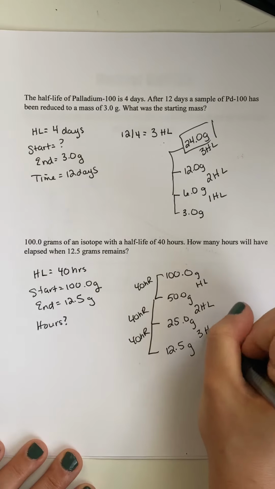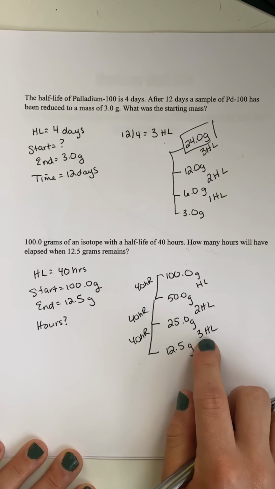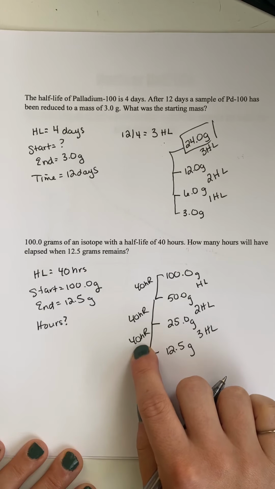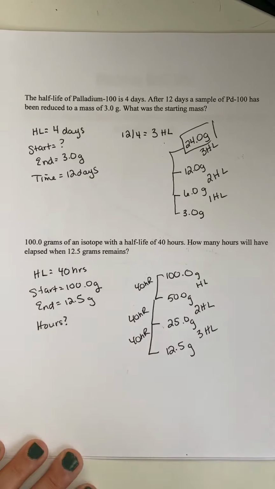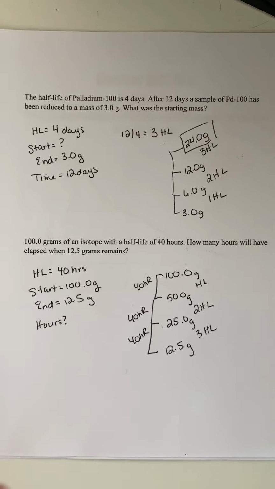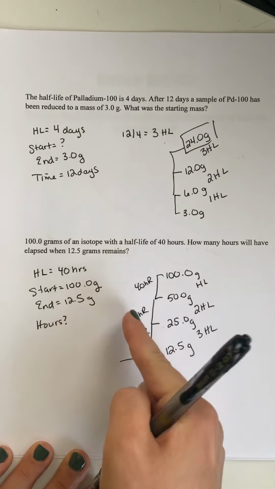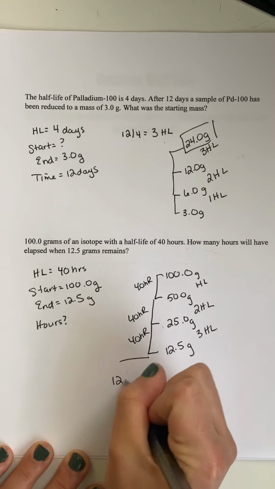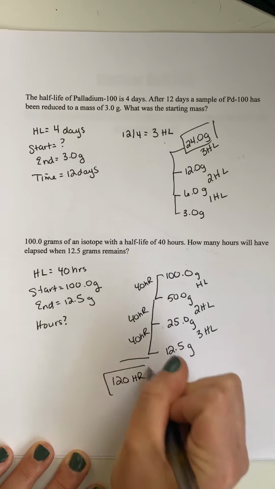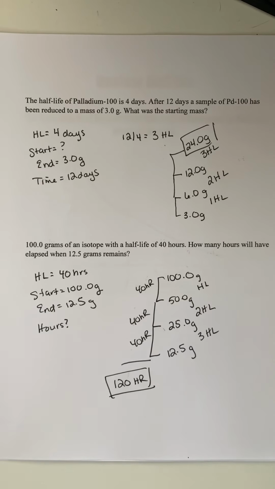That was 3 half-lives. Now you can either take 3 and multiply it by 40, or you can just add all these up. Either way, you're going to get the same answer. 3 times 40 is 120, or if you add 40 plus 40 plus 40, you're going to get 120 hours. So please, please, please make sure you're paying attention to what the question is asking and that you are giving the number that it is asking for.